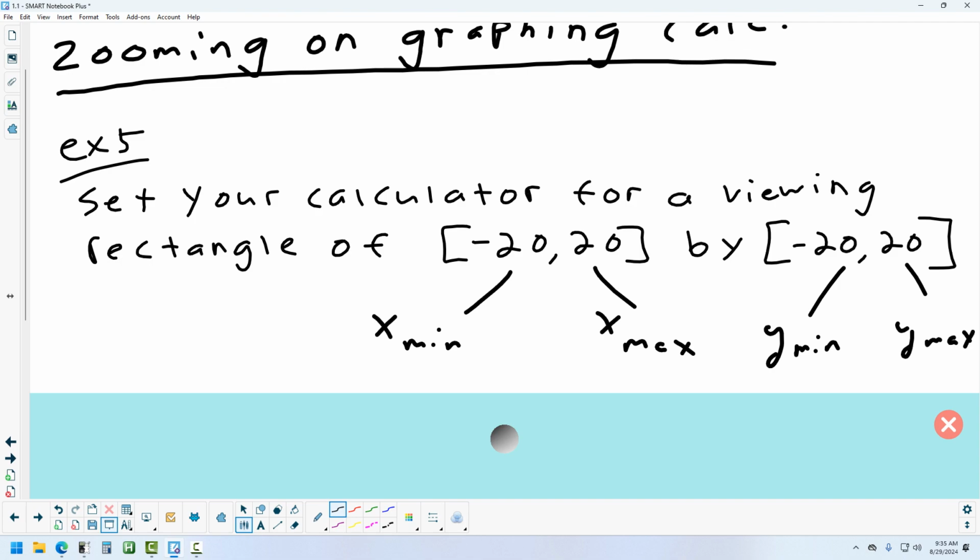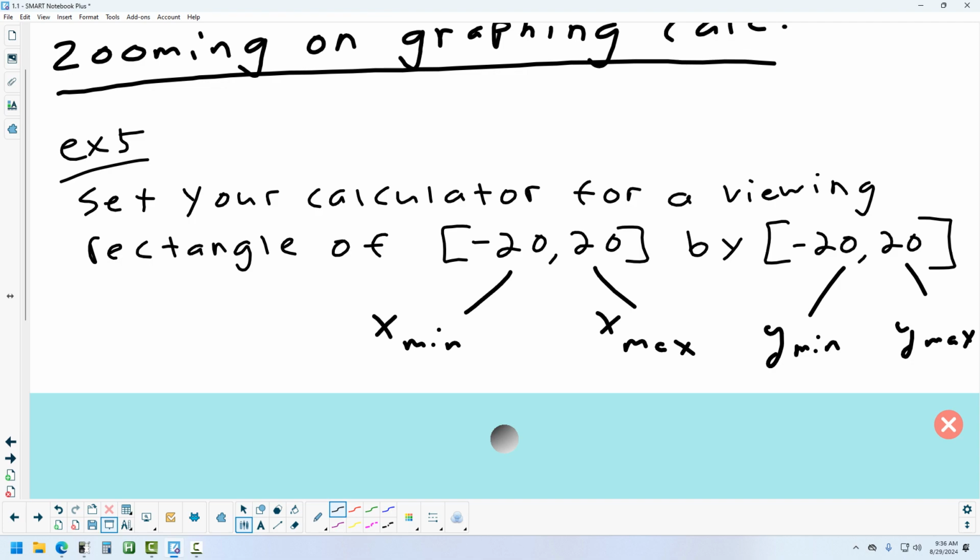max. So in the homework, if a problem ever says find a viewing window or find a viewing rectangle that does something, there's no real work for you to show on paper other than just writing down what you used for those four numbers on your calculator. The mins and the maxes for the x's and the y's. Domain, range.